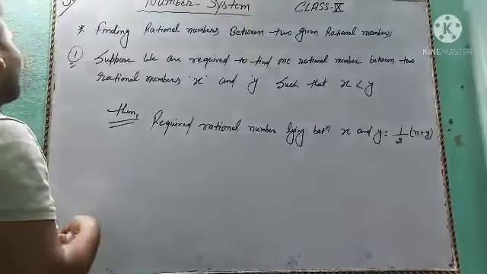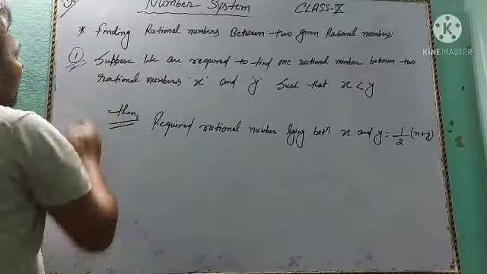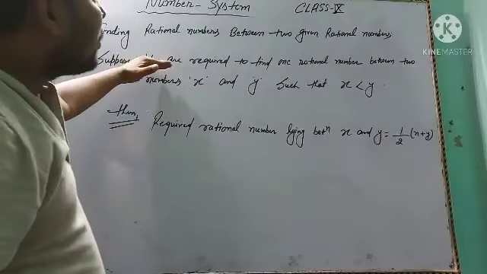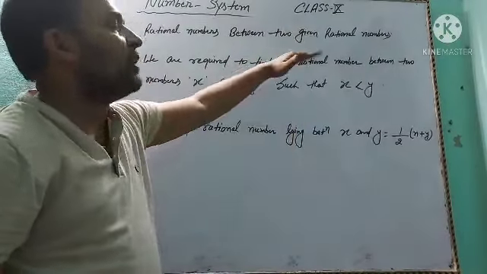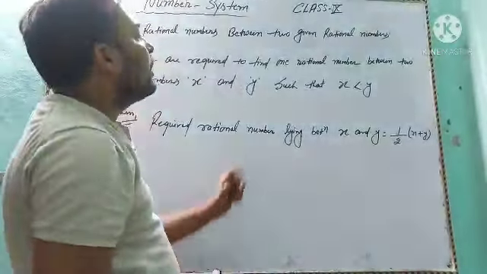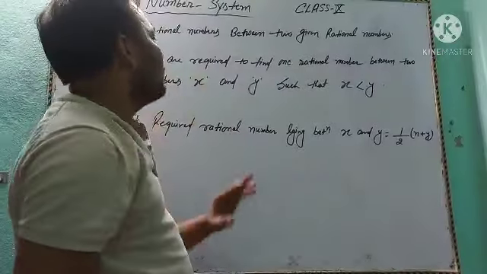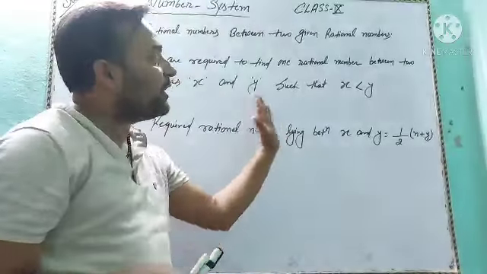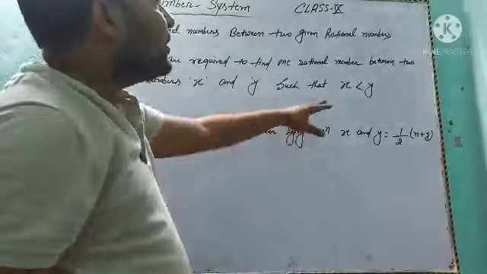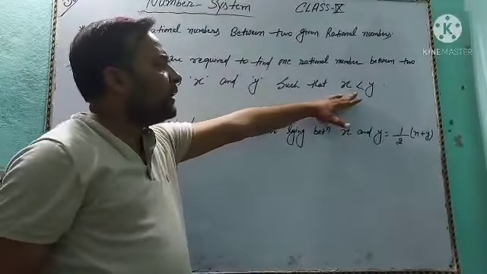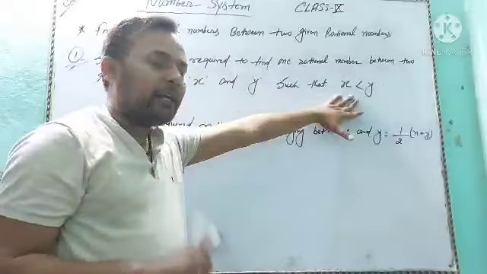First is, suppose we are required to find one rational number between the two rational numbers x and y such that x is less than y. It means that y is greater than x.